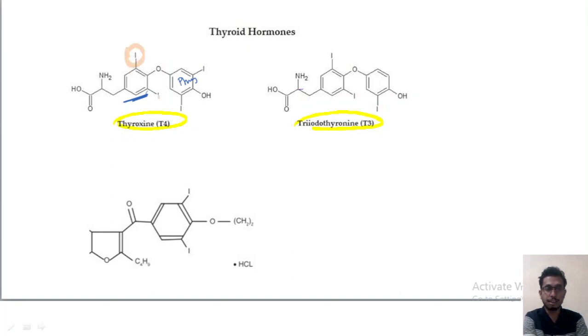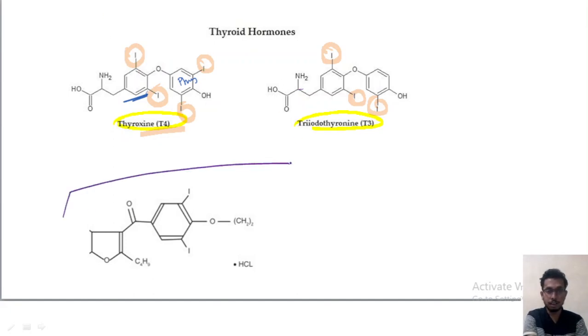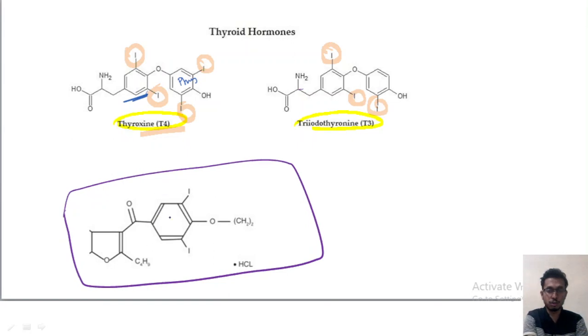In thyroxine, as the name suggests, there are 4 iodine atoms, whereas in triiodothyronine there are 3 iodine atoms. Similar to this, you can see the structure of the amiodarone molecule. It also has a benzene ring, and this part is a benzofuran, where the furan group is represented by the butyl group. So this is a benzofuran, and iodine moieties are attached here, one iodine moiety and another iodine moiety.